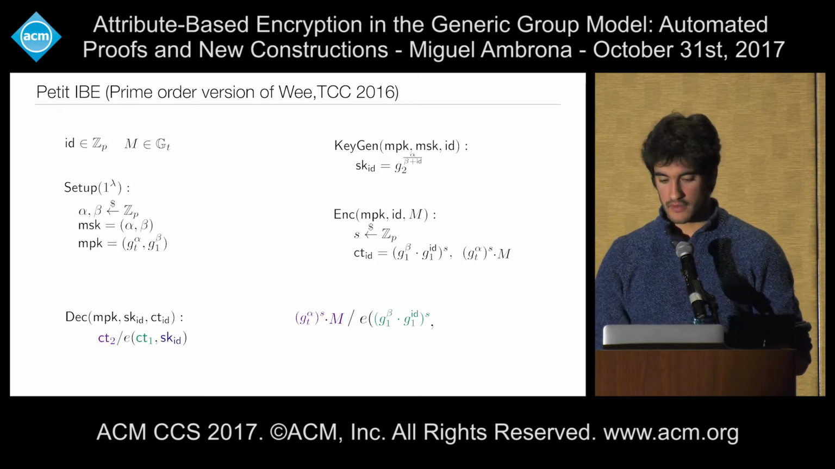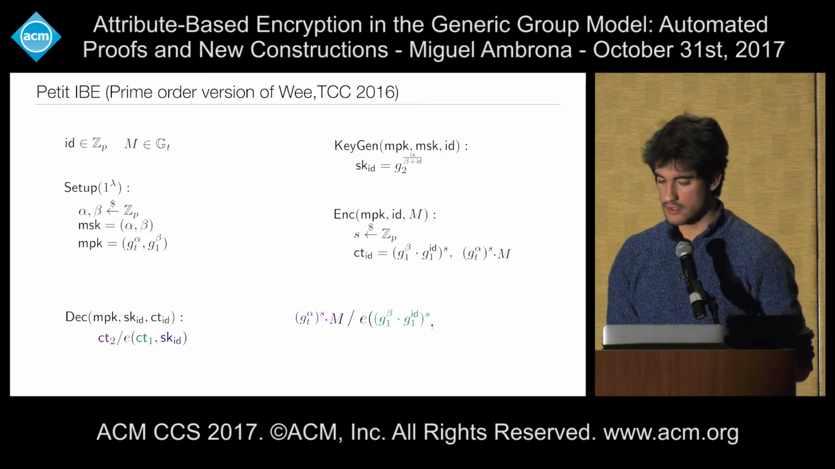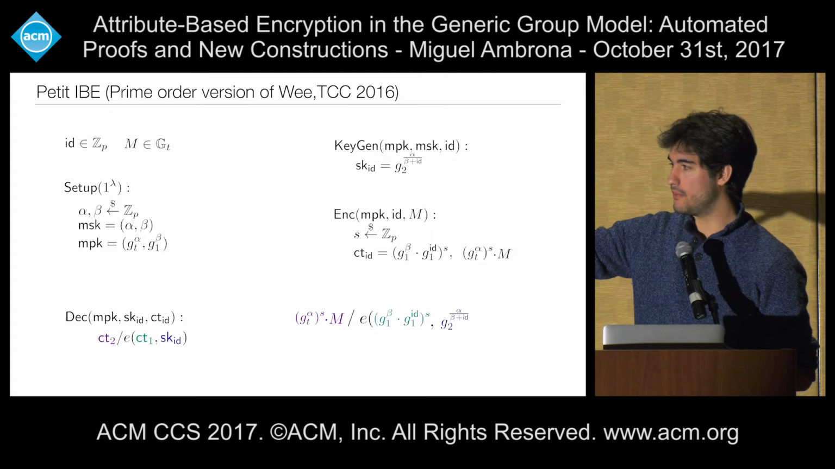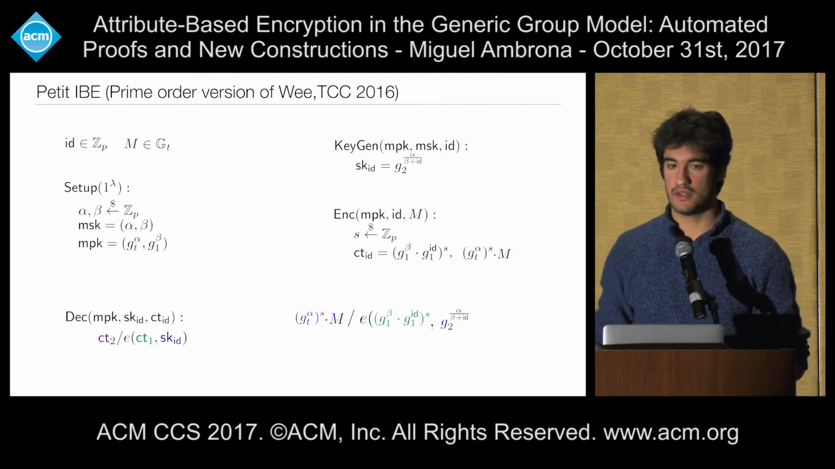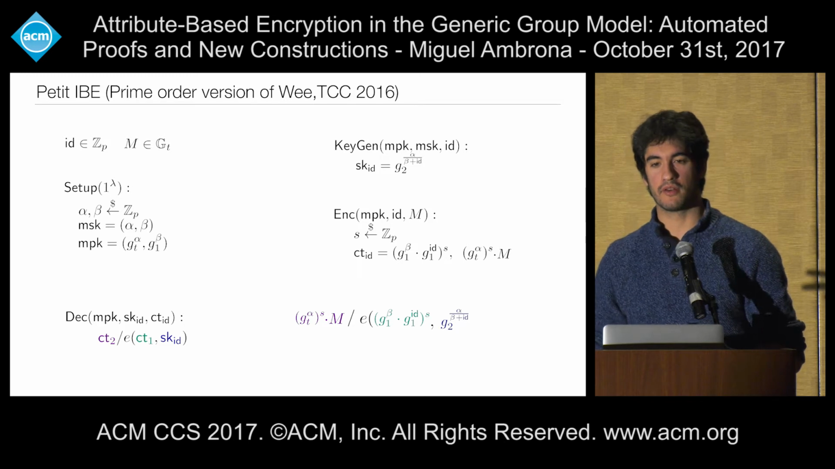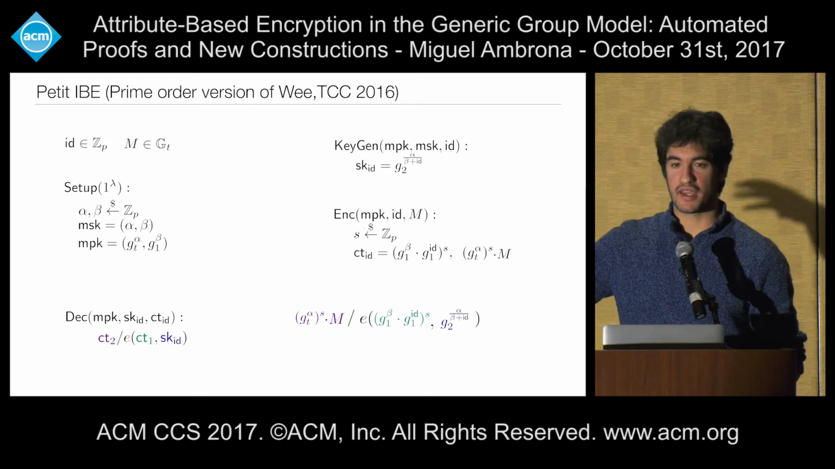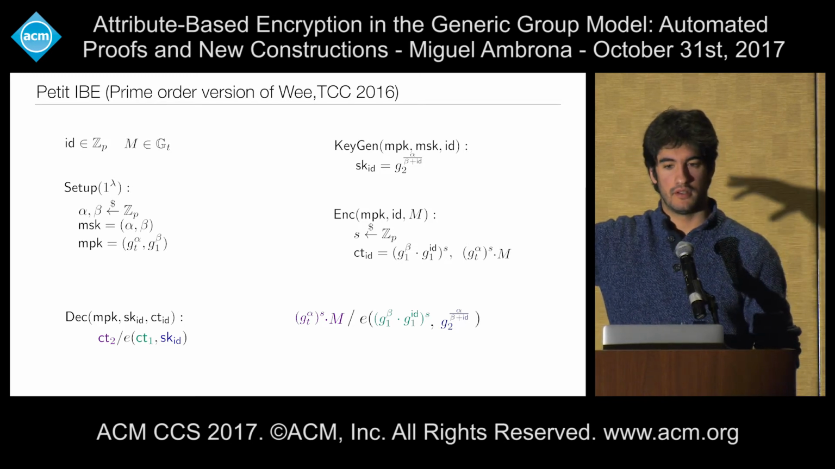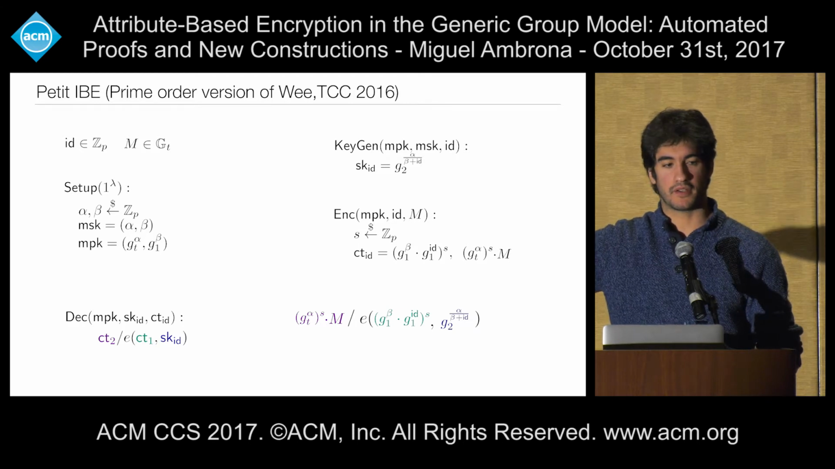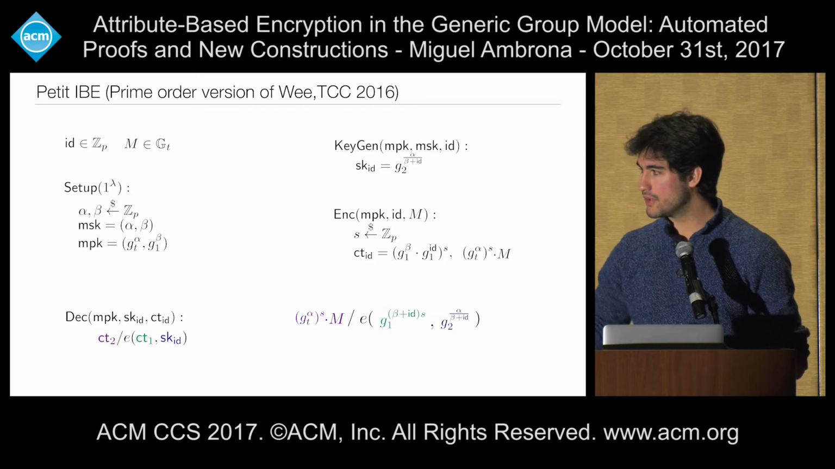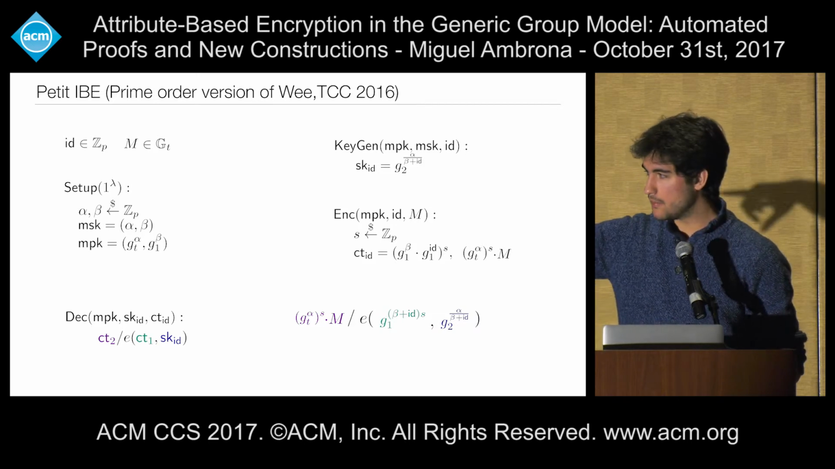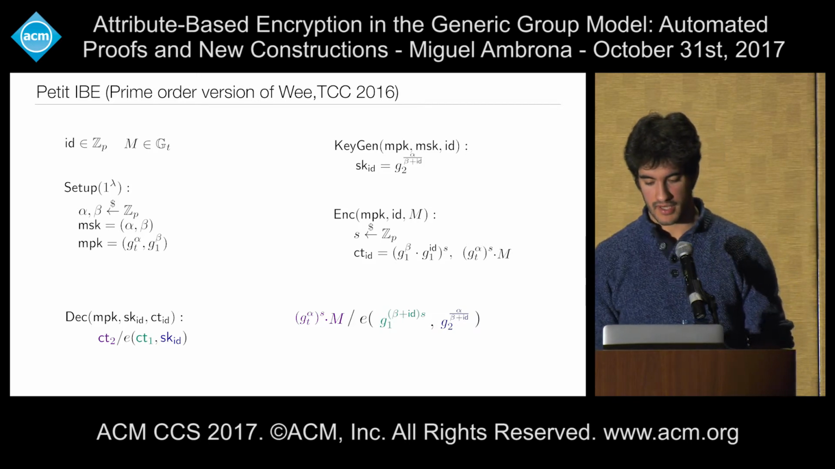Encryption samples a random value, s, and computes these two group elements. The first one is in G1, the second one is in GT. And note that the second one includes the message multiplied by some factor. This is usually known as the blinding factor. So in order to decrypt, you will need to compute this blinding factor and divide this group element by this factor.